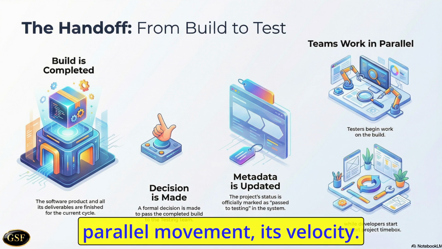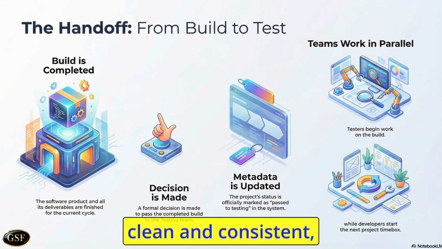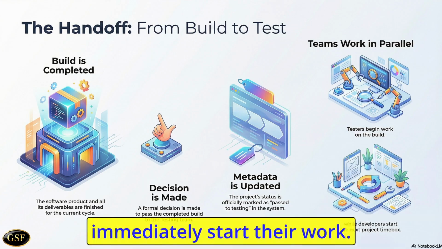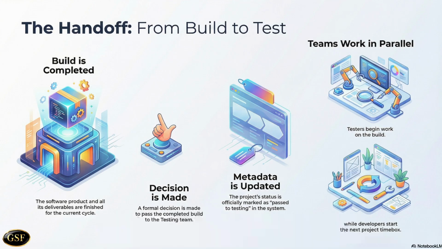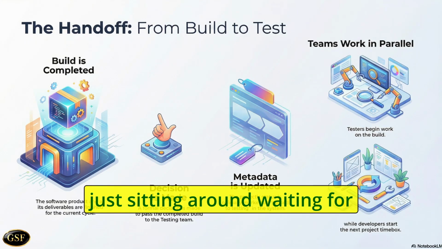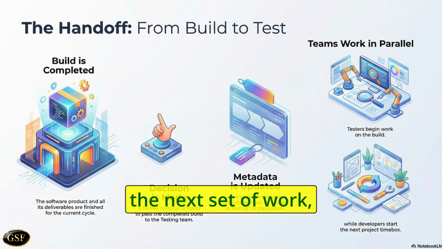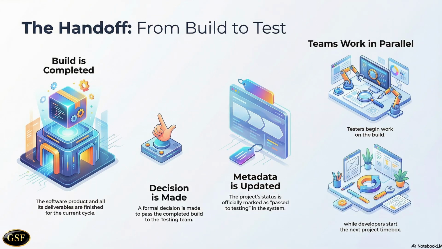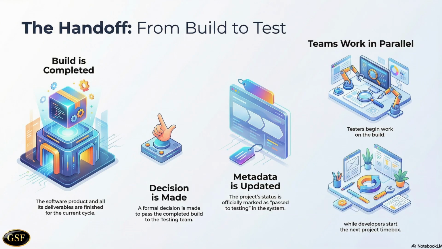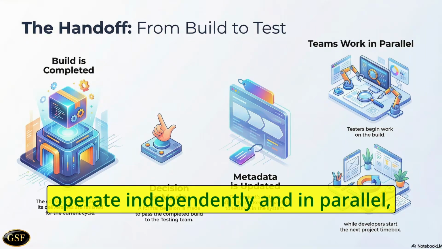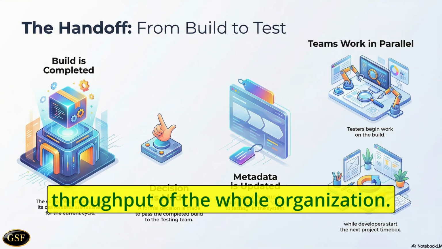The advantage is parallel movement. It's velocity. Because we know the specific build is clean and consistent, the testing team can immediately start their work. There's no confusion about which files to use or where to get them from. And meanwhile, the development team isn't just sitting around waiting for feedback. Exactly. The dev team can efficiently move on to the next set of work, the next time box, the next sprint. They start on new tasks without waiting for feedback on the last build. It means development and testing can operate independently and in parallel, which just drastically increases the throughput of the whole organization.